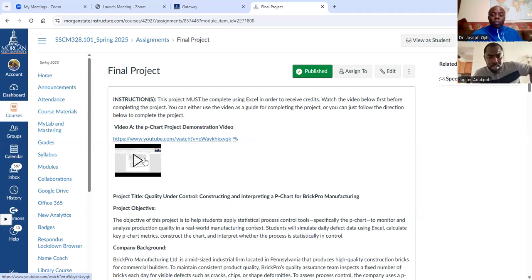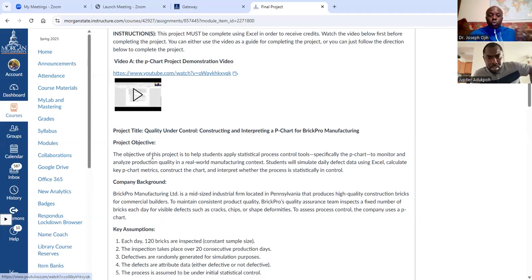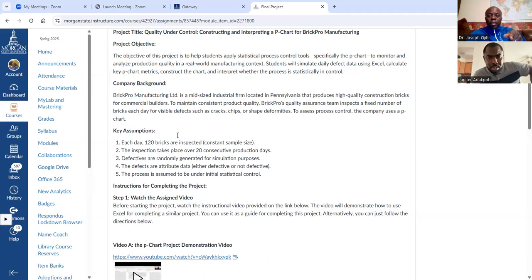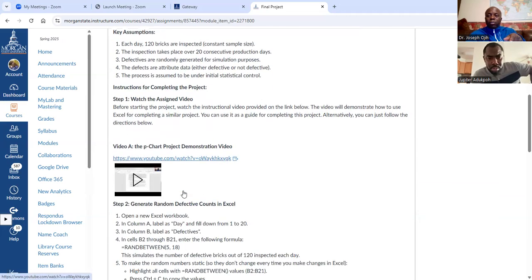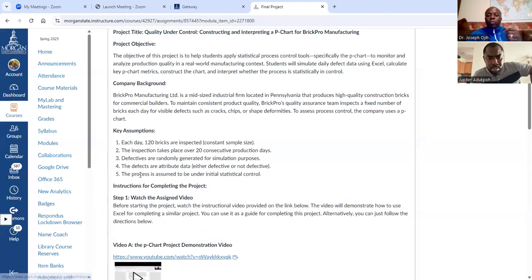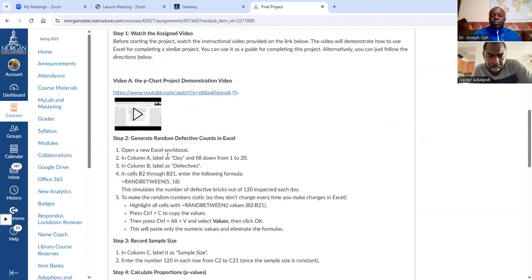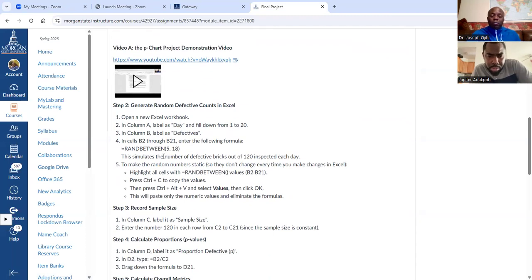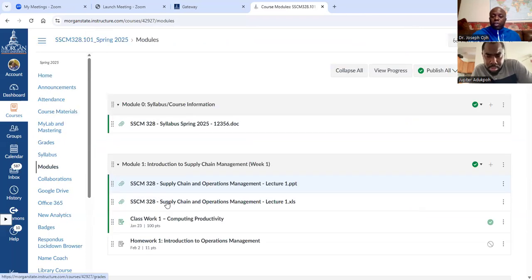Now the sample I did is for demonstration only. Yours, you're going to do your own based on the question here and the direction on the video given. Either you follow the directions here, or you can just watch my video and follow my steps to complete yours using the information that you have here, the background information and the key assumptions. Either way works.